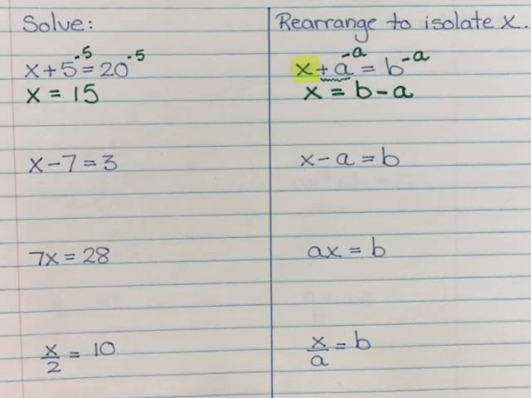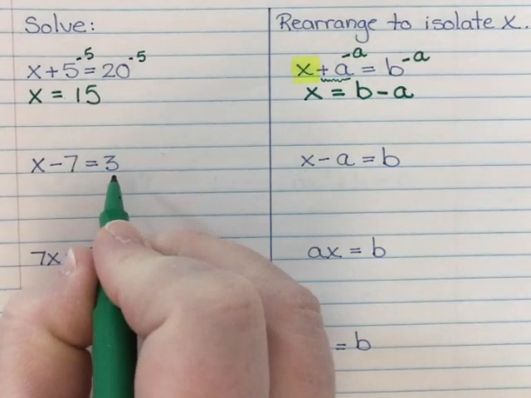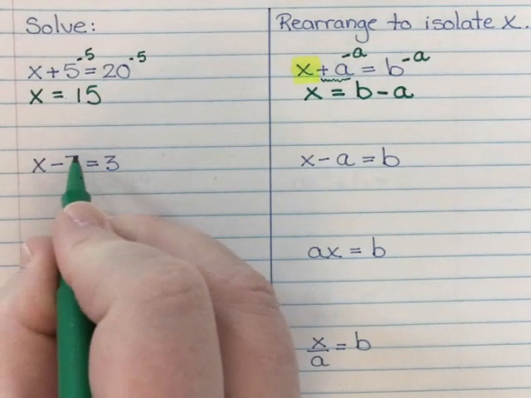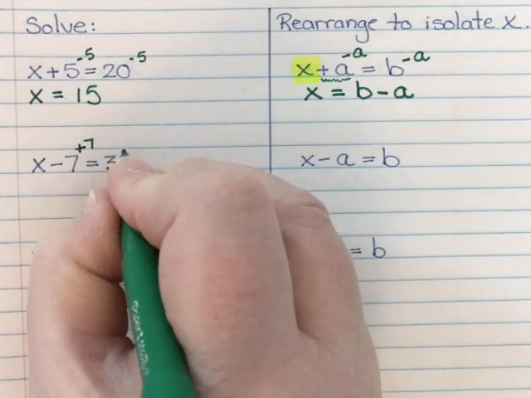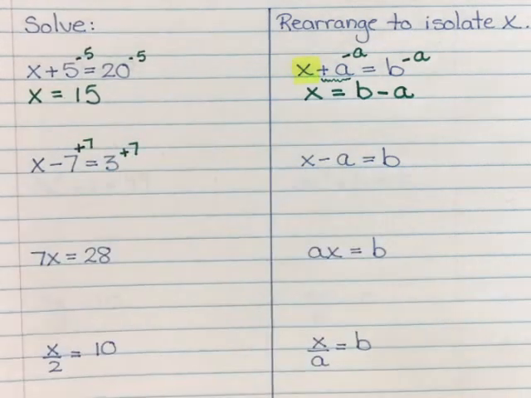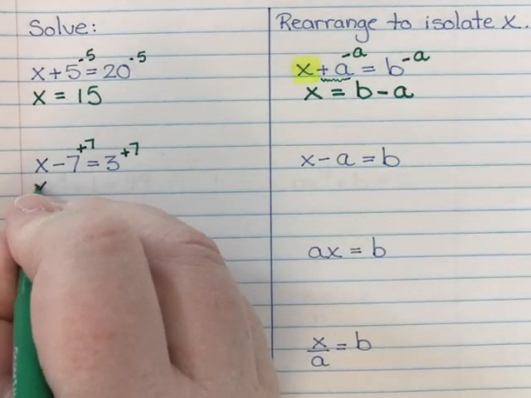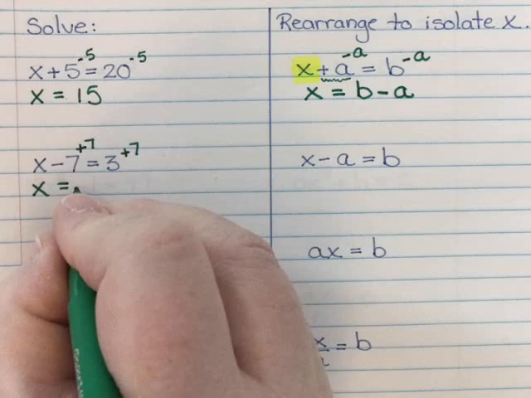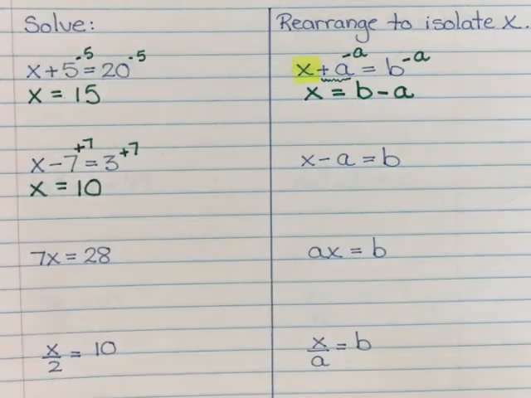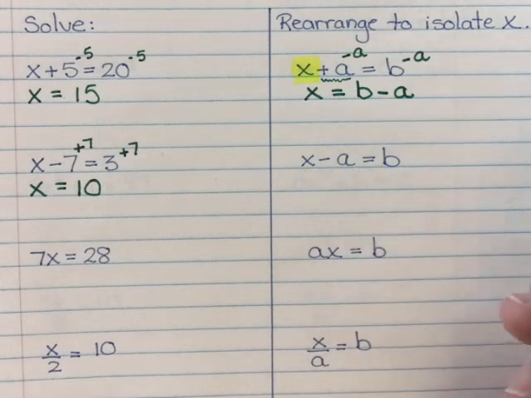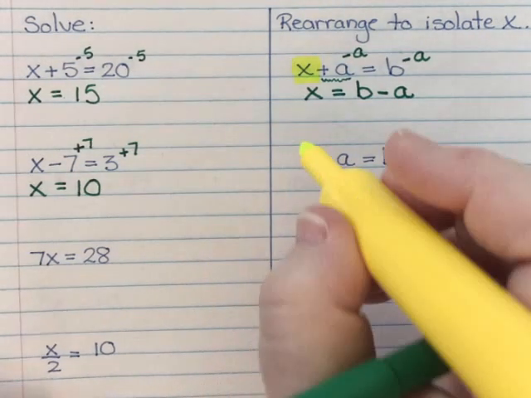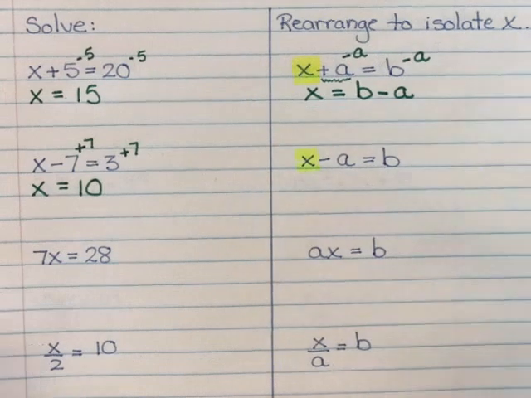So I have x minus 7 equals 3. We're trying to solve for x. To cancel out that minus 7, I'm going to do the opposite and add 7 to both sides. So I get x equals 3 plus 7 gives me 10. Now when I go to rearrange the formula to isolate for x, it's pretty much the same thing we just did, except we don't have numbers.